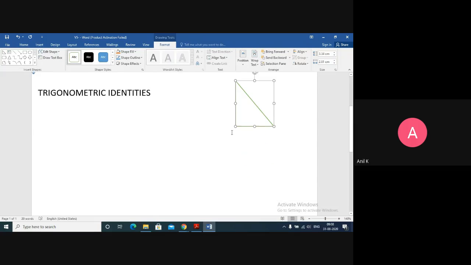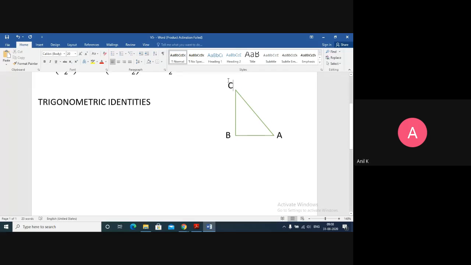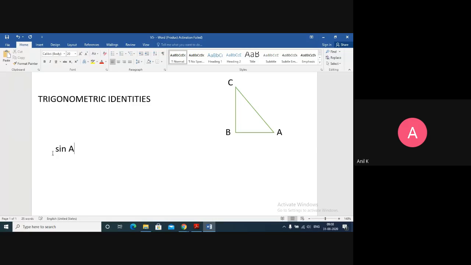Okay, so we are taking a right angle triangle. You can name it as A, and 90 degrees at B, and here on the top it is C. So we have a right angle triangle ABC, right angle at B. If I take theta at A, angle at A, let me know what is the definition of sin A. It equals the opposite side, BC, upon the hypotenuse, AC.